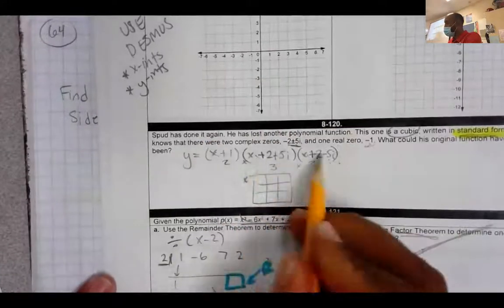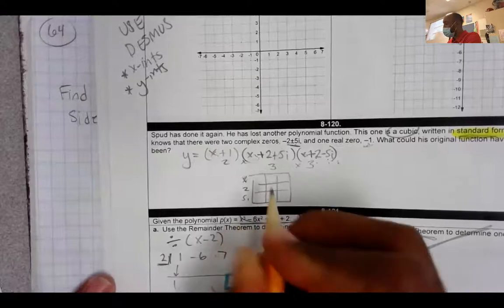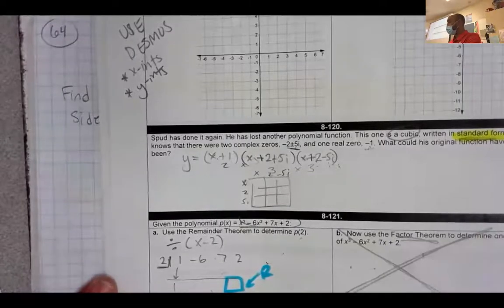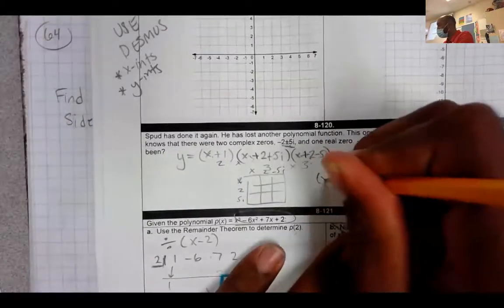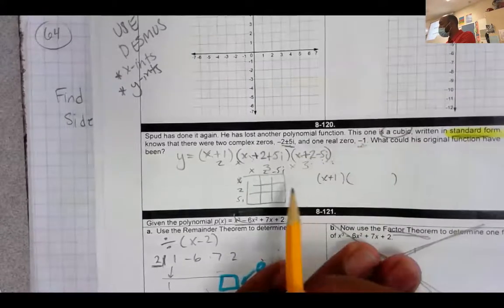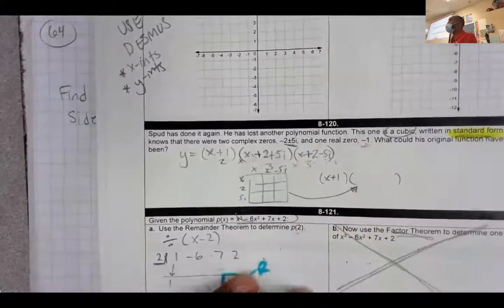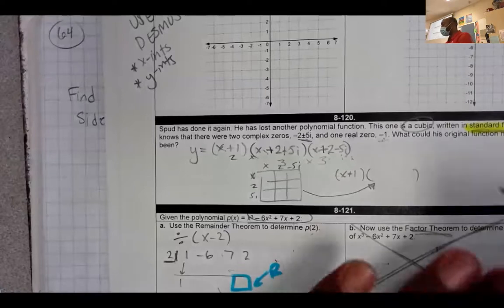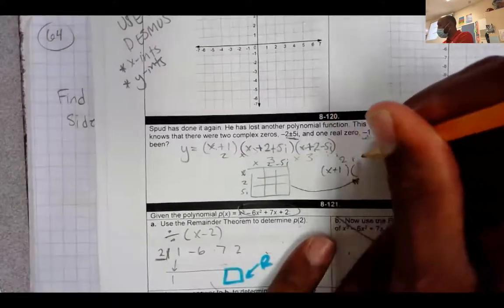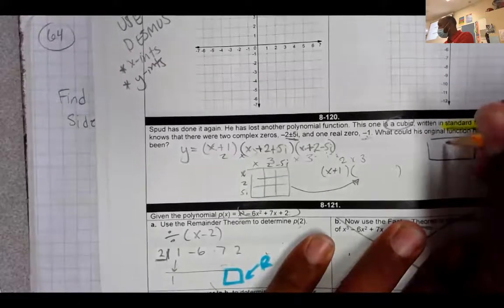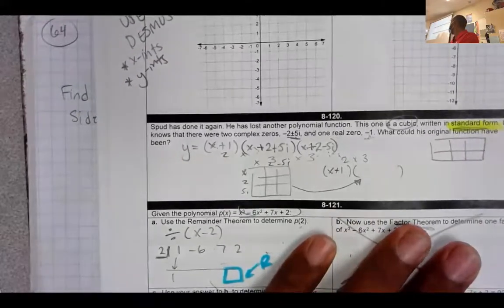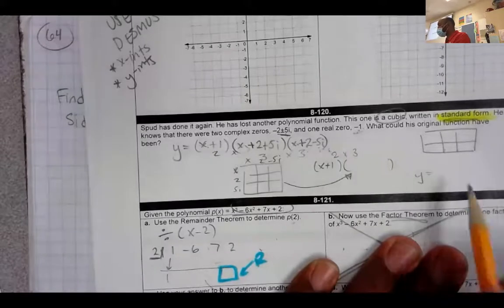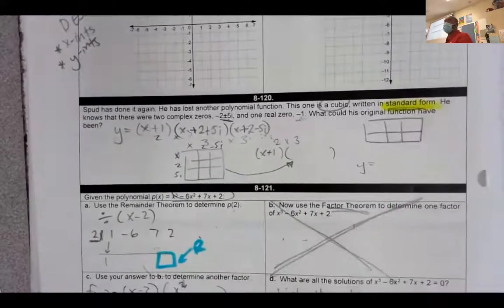So that means I would set up x plus 2, 5i, x plus 2, and negative 5i. Once I multiply all that out, in this case, I'll still have x plus 1. I'm going to end up with 3 terms here because when you multiply complex numbers, a lot of stuff cancels out. Most of it cancels out. Then after that, I'm going to have to multiply and set up a 2x3 box to simplify the rest. And then I'll have my final fully standard equation.